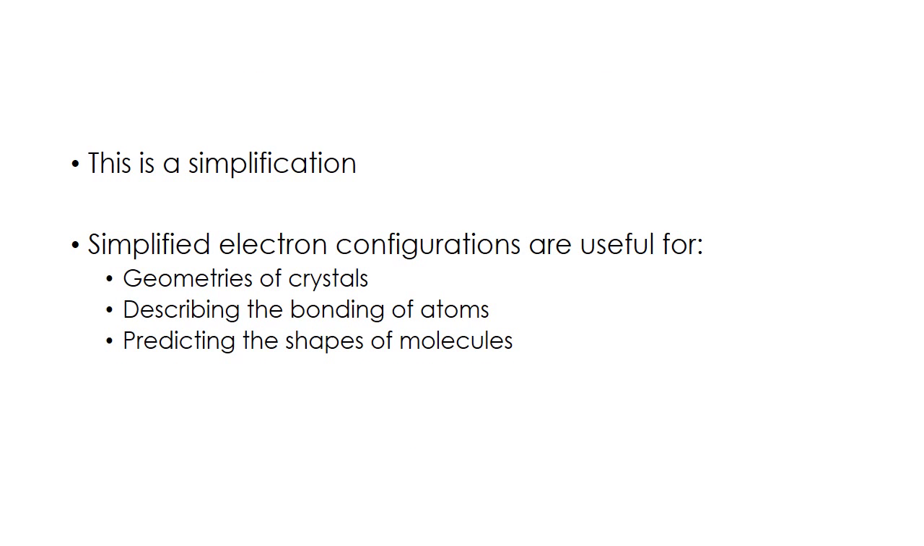Now it's important to remember this is a simplification. It's not as much a simplification as GCSE was, but it's still a simplification, and we will do the electron configuration in more detail in the 1.5 chapter. However, the reason we're still teaching you the simplified version is that simplified electron configurations are very useful when you're working out geometries of crystals, if you're describing the bonding of atoms in molecules, like ionic bonding or covalent bonding, and also for predicting the shape of molecules, which you'll meet later in the textbook. So they are still important, even though we know that they're a simplification.